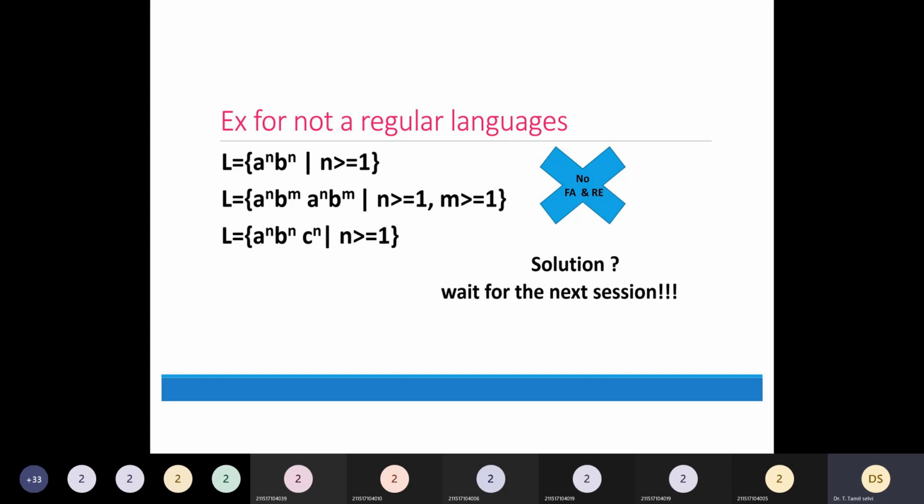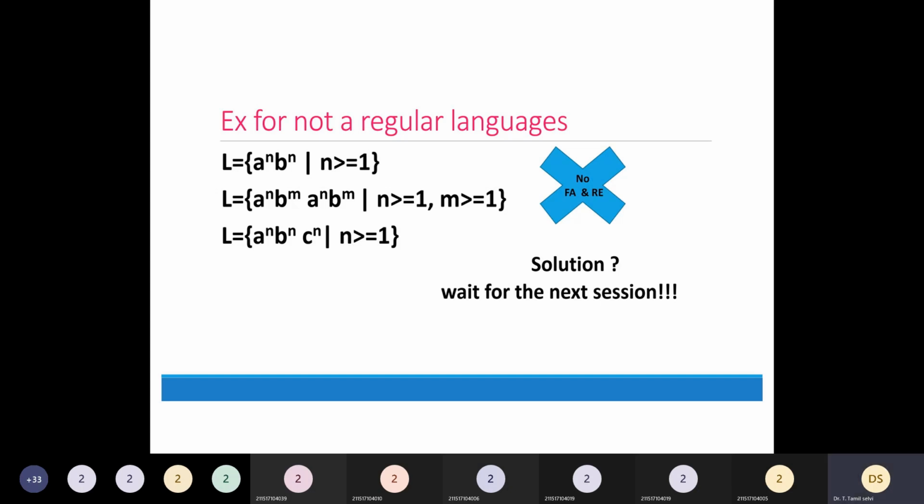So finally the result is 3 continuous a's followed by 2 b's, which means a power 3 b power 2. But the given language is n number of a's followed by the same n number of b's. For this, we cannot construct the regular expression and then the finite automata. If we can construct the regular expression for the given language, then the language is a regular language.